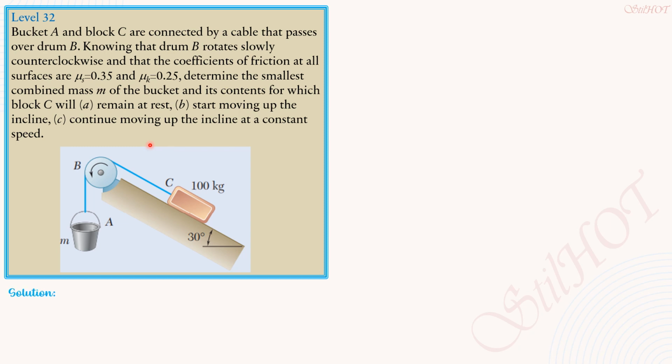So for the solution, the relationship between tight and slack tension equals slack tension times e to the mu beta. This mu here may be mu sub s or mu sub k depending on the situation. So for part 1, let's do the free body diagram. First, this one, 100 times 9.81 is 981 newtons. Then the normal, which makes an angle with the vertical of also angle of inclination 30 degrees.